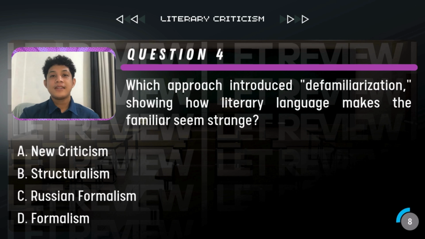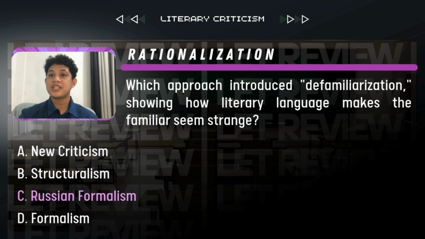Okay, time's up. The correct answer for this question is C, Russian formalism. And why? Russian formalism emphasizes how literary devices and structures distinguish literature from ordinary language. Also, one of its key concepts is defamiliarization, or ostranenie, which refers to the process by which literature makes familiar objects, experiences, or ideas appear new or strange. Or from the familiar objects we see, they were going to make it strange.